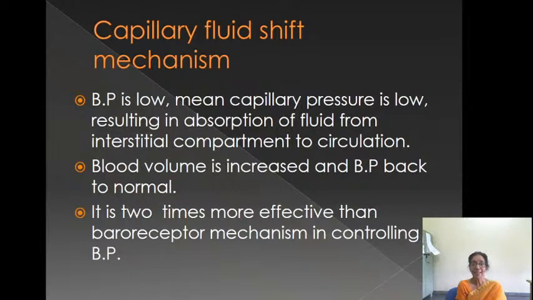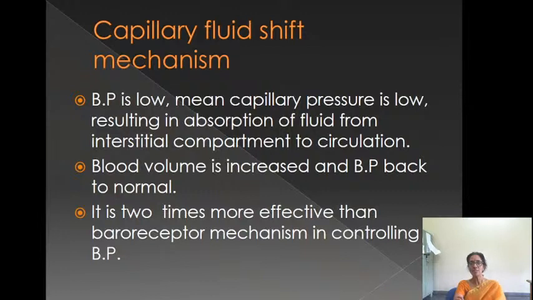So this mechanism is 2 times more effective than your baroreceptor mechanism in controlling the blood pressure. But the baroreceptor mechanism is an immediate mechanism that will act immediately. This is only an intermediate action. It will take some time. But this is the most powerful mechanism, more effective than the baroreceptor mechanism in controlling blood pressure, but it will take some time. That is why it is intermediate acting.